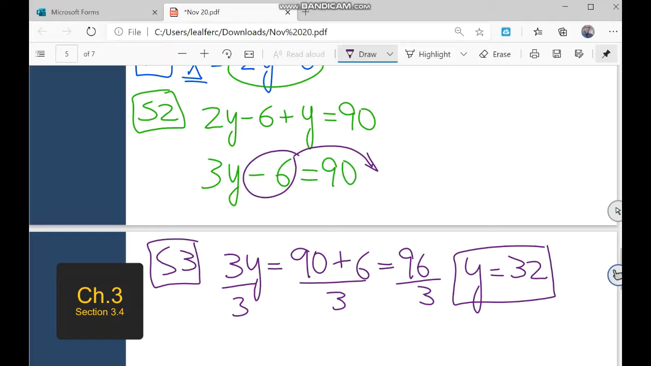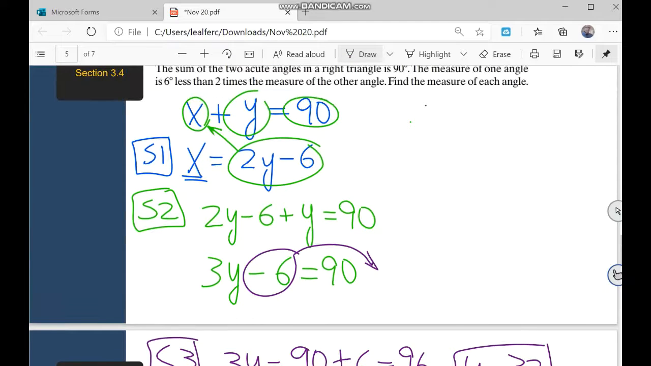How can we find x? Go to the top, the step number 1, and plug into this equation here. If we have y equals 32, that means x equals 2 times 32 minus 6. 2 times 32 is 64. 64 minus 6, 58. That means x equals 58.